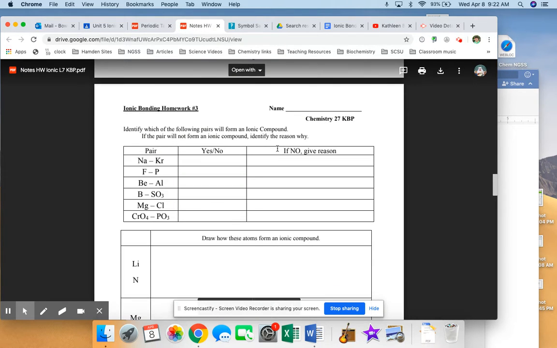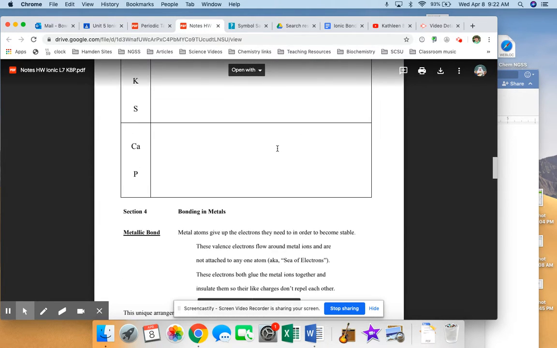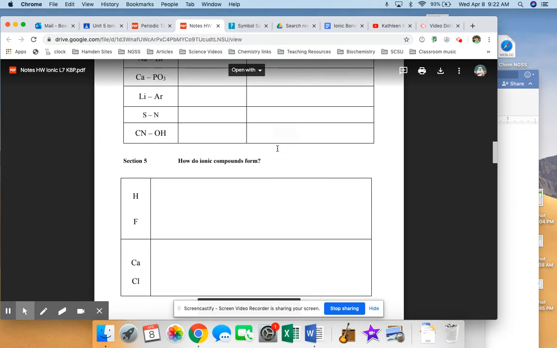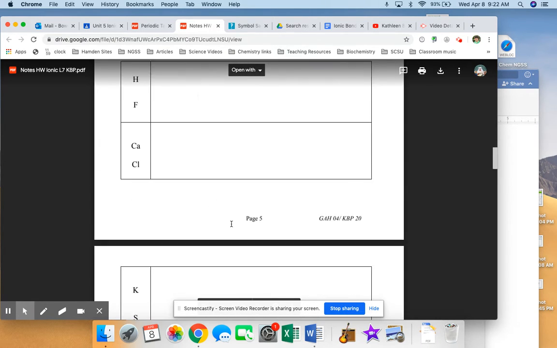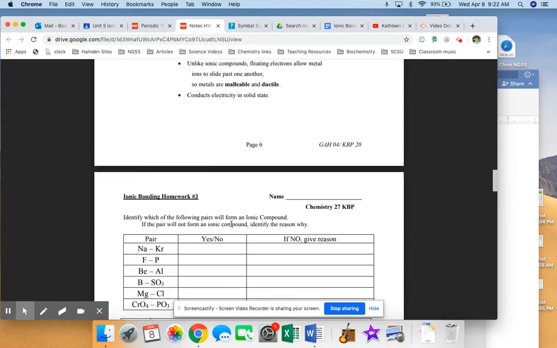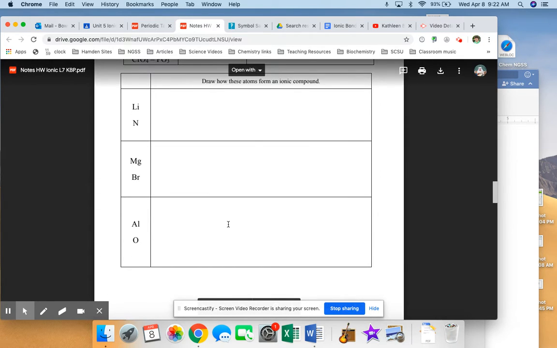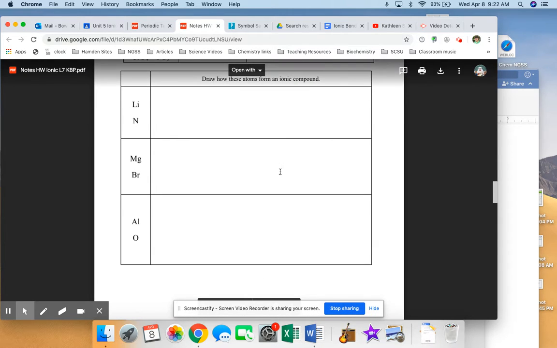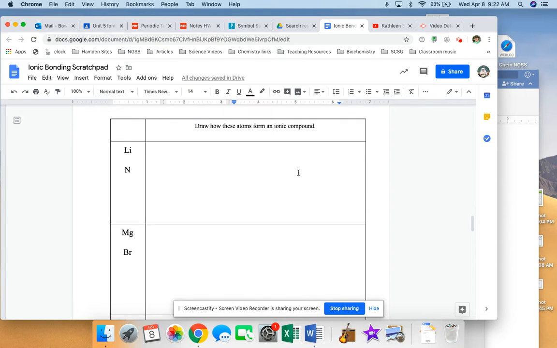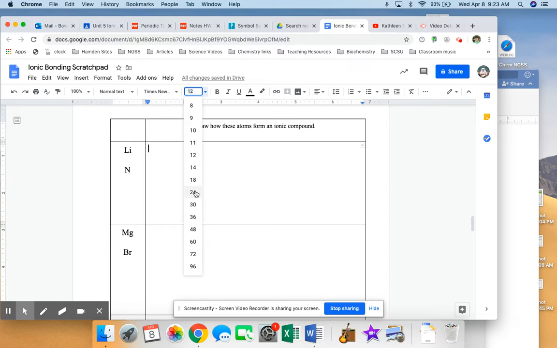In this video, we're going to be looking at essentially pages 5, 6, and 7. How do these atoms form an ionic compound? I'm going to be focusing on the examples on page 7 for us to try right now. So how do these atoms form an ionic compound? It might be easier for you to first think about what charges these are going to get.